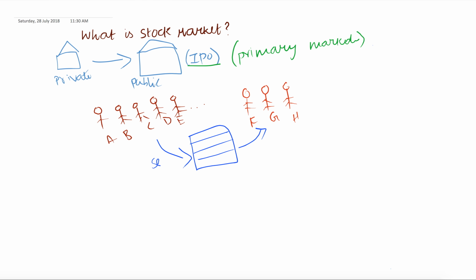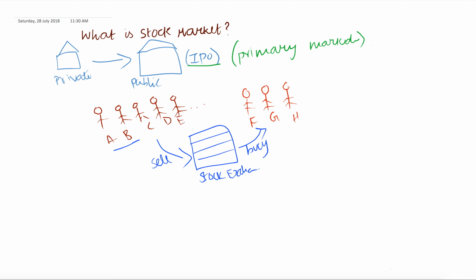For example, A, B, C, D bought the stocks of this company via the primary market called IPO, and A and B are willing to sell these shares to somebody. So A and B are listing those shares in the stock market. This can be a stock market, and we can also treat it as a stock exchange where the exchange of shares is done. A and B are listing their shares, and F, G, H are very eager to buy those shares, so they are trying to buy them via the stock exchange.